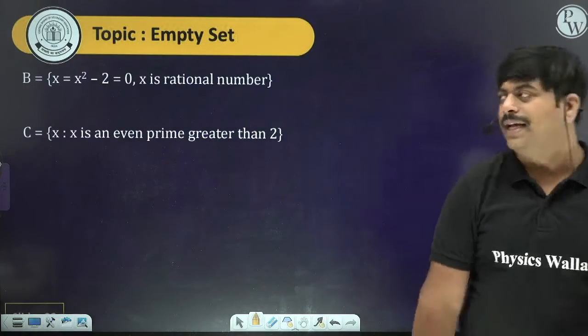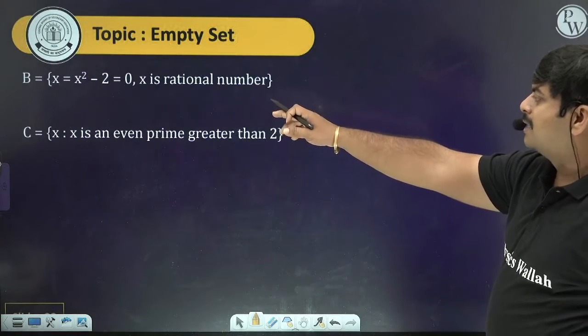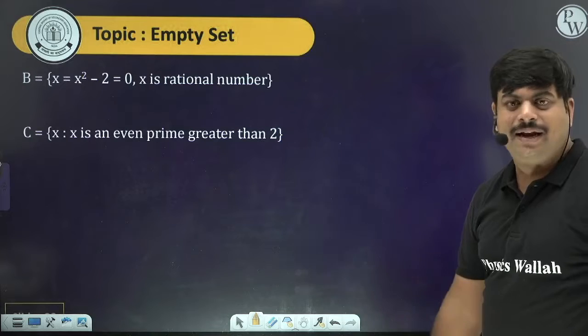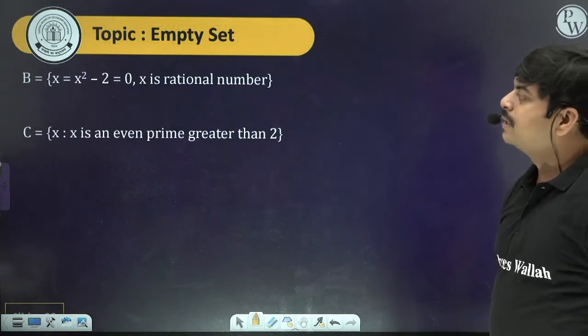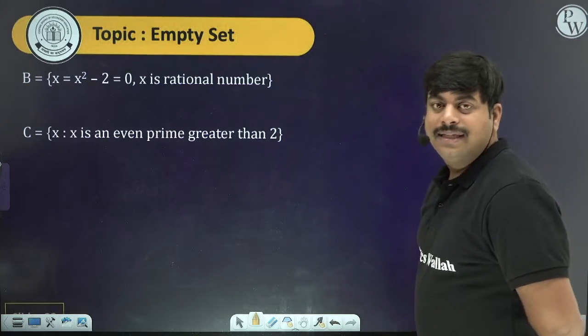Straightforward, simple thing. The next one we're going to discuss is one more example. X square minus 2 equal to 0, where x is a rational number. Just check whether it is an empty set or not. Another one: x is an even prime greater than 2.